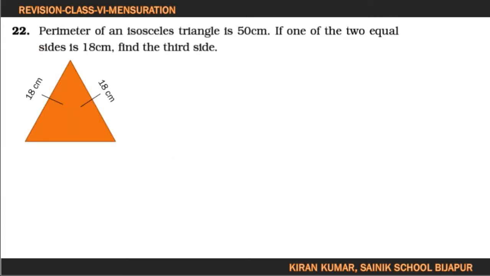Next one. Perimeter of an isosceles triangle is 50 centimeter. If one of the equal sides is 18 centimeter, find the third side. For convenience, I'll consider the third side to be x centimeters. We know perimeter is sum of the three sides. They have given the equal sides to be 18. So 18 plus 18 plus x.